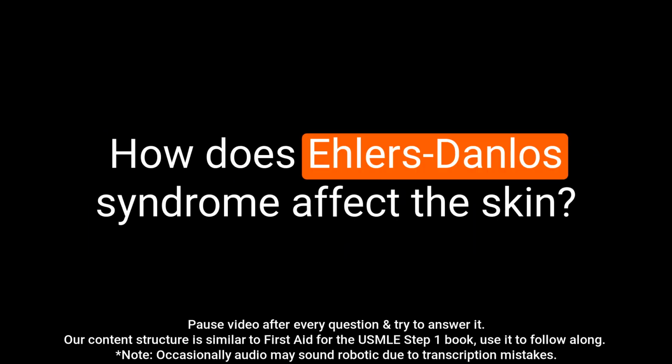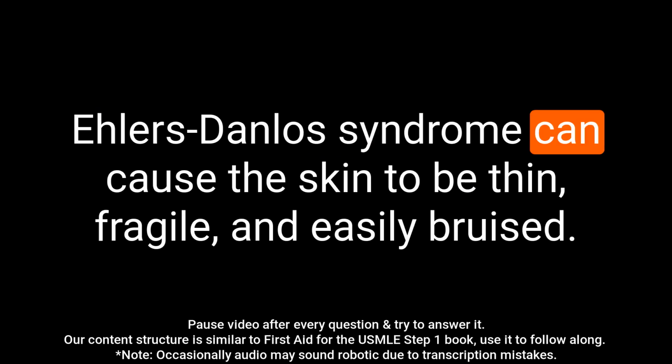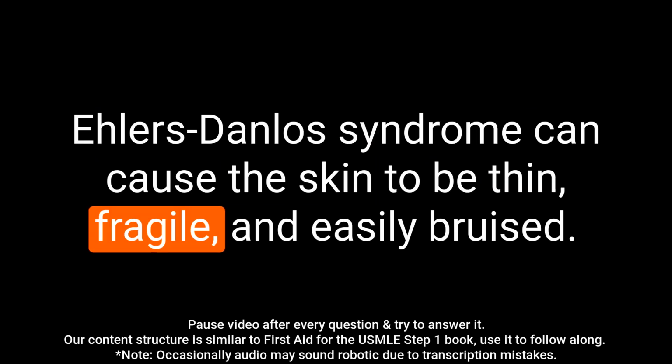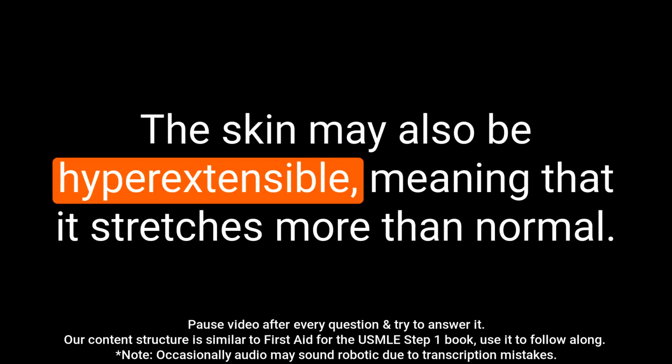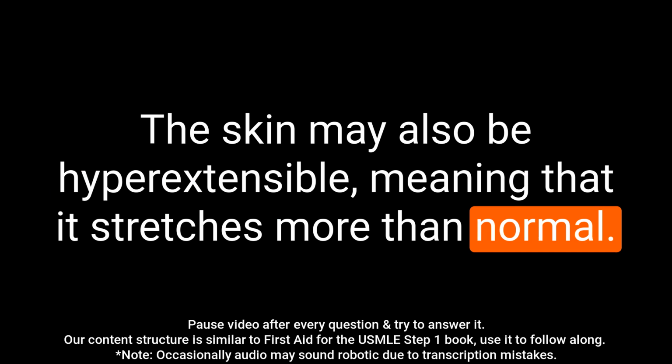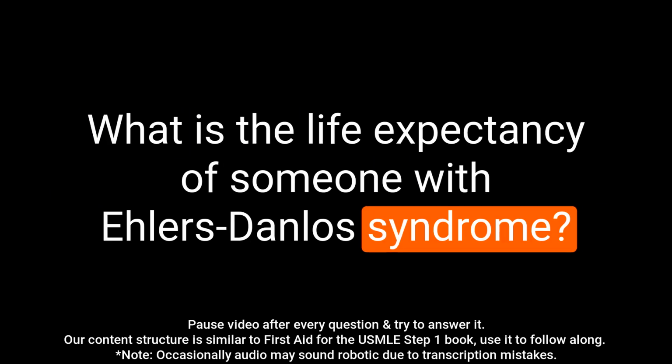Question: how does Ehlers-Danlos syndrome affect the skin? Answer: Ehlers-Danlos syndrome can cause the skin to be thin, fragile, and easily bruised. The skin may also be hyperextensible, meaning that it stretches more than normal. Question: what is the life expectancy of someone with Ehlers-Danlos syndrome?